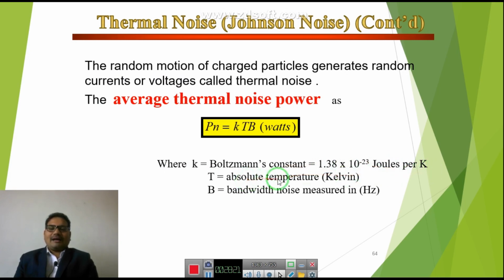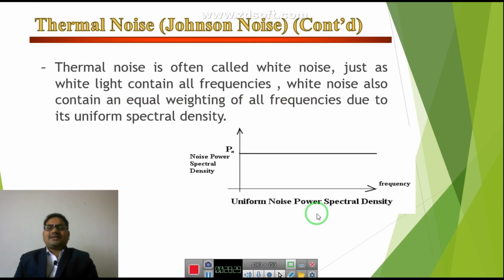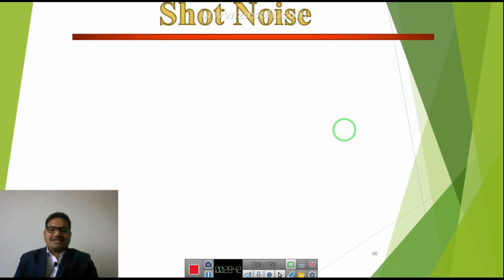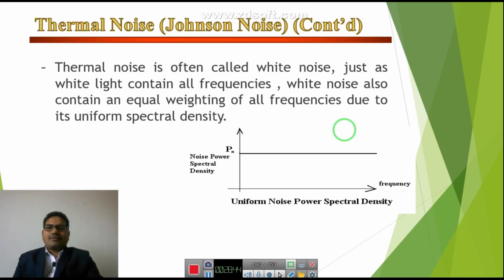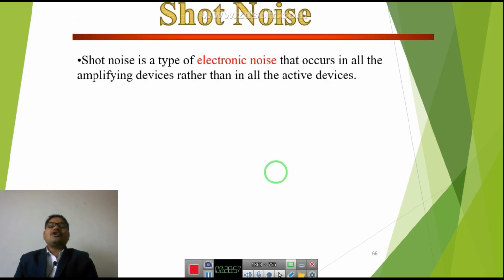Then T is equal to absolute temperature in Kelvin, and B is nothing but the bandwidth of noise measured in hertz. Thermal noise is also called white noise, because, as you know, white light contains all frequencies. So white noise also contains equal weighting of all frequencies, due to its uniform spectral density, as we have seen with Gaussian noise. Similarly, it is also called white noise.